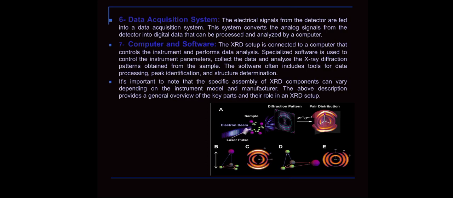that can be processed and analyzed by a computer and software. The XRD setup is connected to a computer that controls the instrument and performs data analysis. Specialized software is used to control the instrument parameters, collect the data, and analyze the X-ray diffraction patterns obtained from the sample. The software often includes tools for data processing, peak identification, and structure determination. It is important to note that the specific assembly of XRD components can vary depending on the instrument model and manufacturer. The above description provides a general overview of the key parts and their roles in an XRD setup.